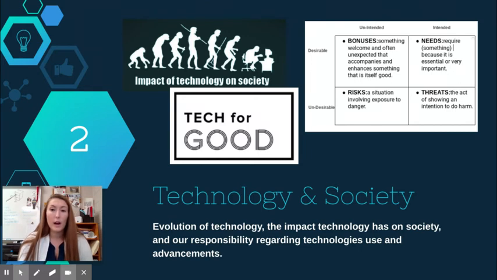How we analyze technology is really important. Up in the right-hand corner, what you'll see is a matrix of consequences, how we analyze technology based off of the bonuses that it provides, what needs it makes or meets, the risks and the threats to the technologies that we use, and determining whether or not the technology is a solution that helps us or a solution that just creates more problems.